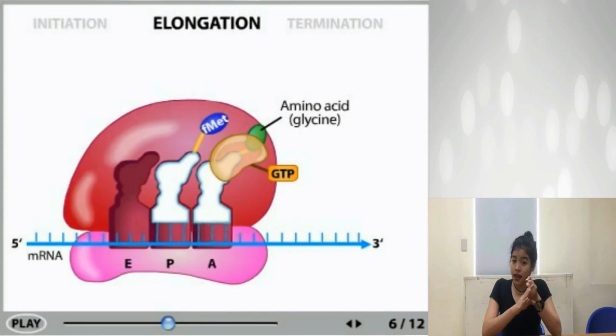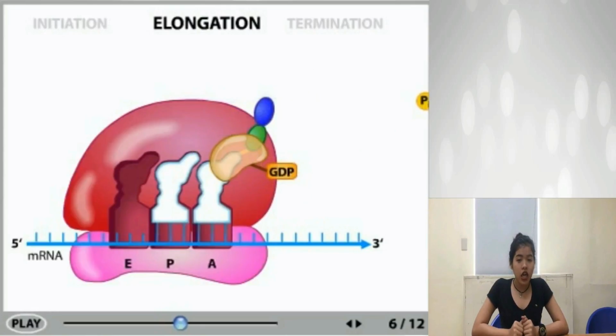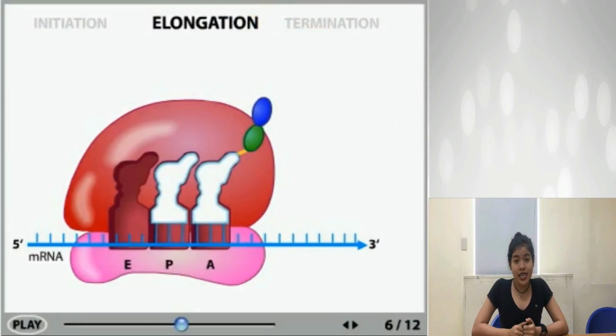In the second step, the ribosome's peptidyltransferase activity catalyzes the formation of a peptide bond between the new amino acid in the A site and the previous amino acid in the P site. Simultaneously, GTP is hydrolyzed and the resulting EF-Tu-GDP is expelled.